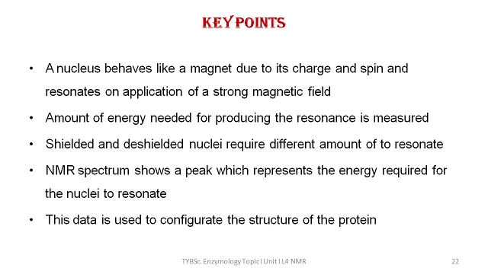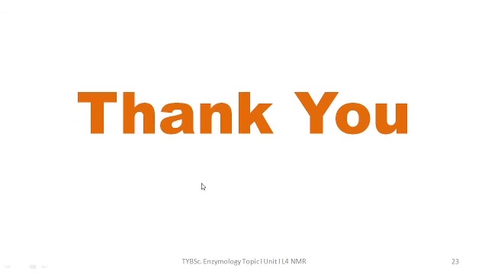So the key points are: a nucleus behaves like a magnet due to its charge and spin and resonates on the application of a strong magnetic field. That is, a nucleus has a charge, so it spins, and it resonates when you subject it to a strong magnetic field. The amount of energy needed for producing the resonance is then measured. The shielded and the deshielded nuclei require different amounts of energy to resonate. The NMR spectrum thus shows a peak accordingly, which we can use for the modeling.